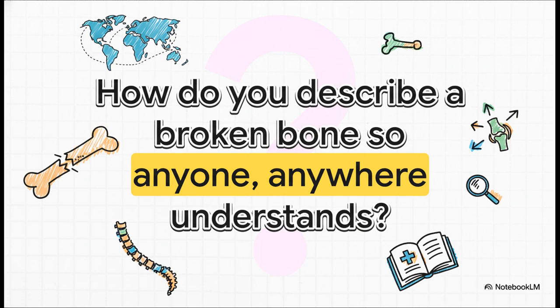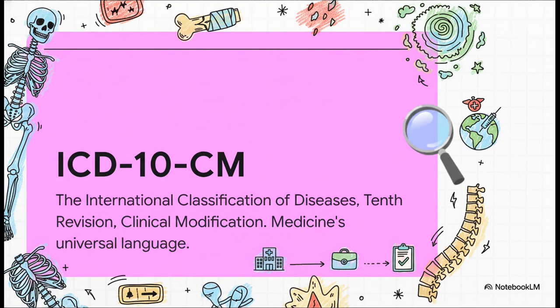So let's start with a question. How do you make sure that a doctor in Tokyo and a researcher in London are talking about the exact same injury? You can't just say broken arm, right? That doesn't cut it. You need a universal system. You need a code. And that system is the ICD-10-CM.